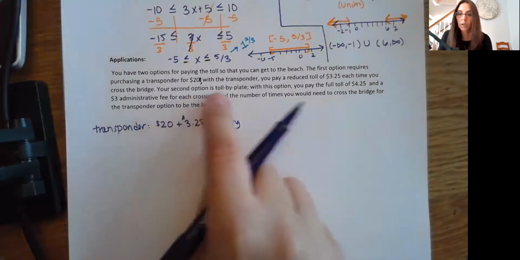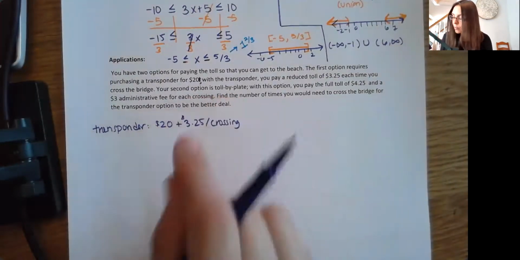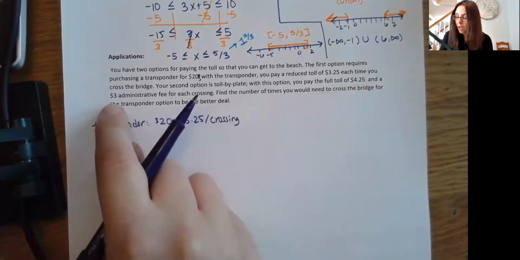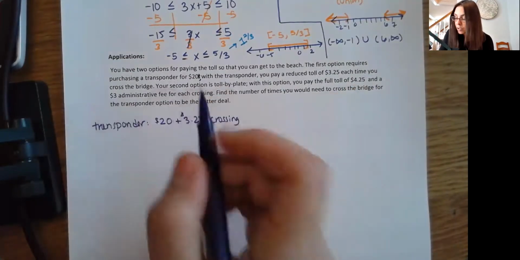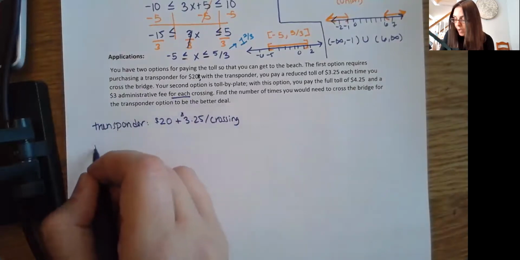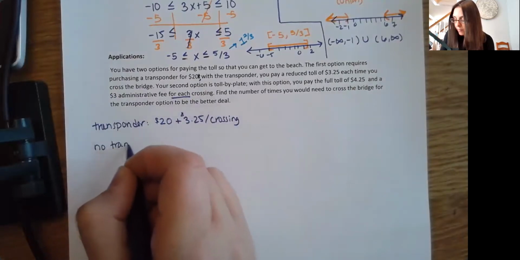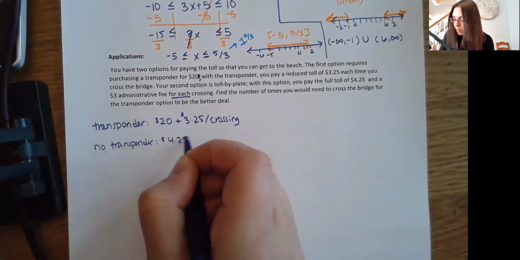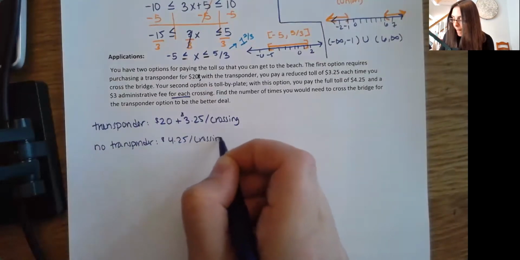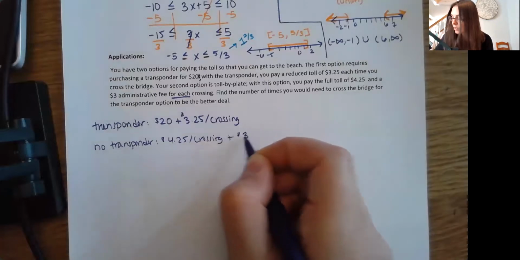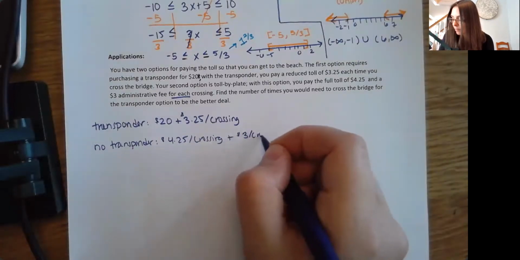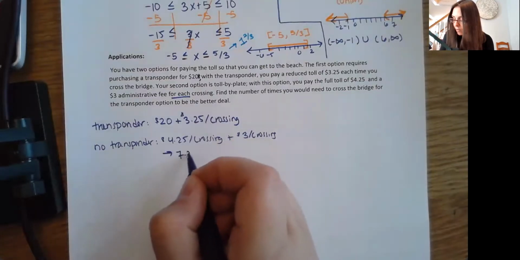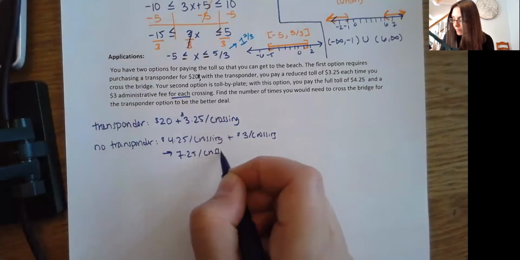Your second option is toll by plate. With this option, you pay the full toll of $4.25 and also a $3 administrative fee for each crossing. So if you do not get the transponder, you pay $4.25 per crossing, plus $3 per crossing. So each time you cross the bridge, adding this together, you actually get $7.25 per crossing.